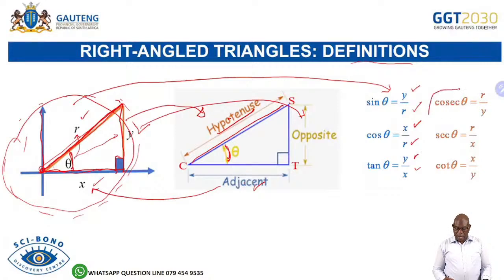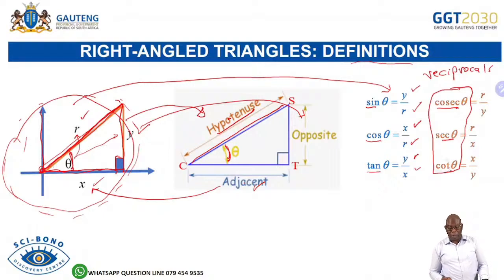Now these three are what we call the reciprocals. So these are the reciprocals. The reciprocal of sine is cosec. The reciprocal of cos is sec. And the reciprocal of tan is cot.